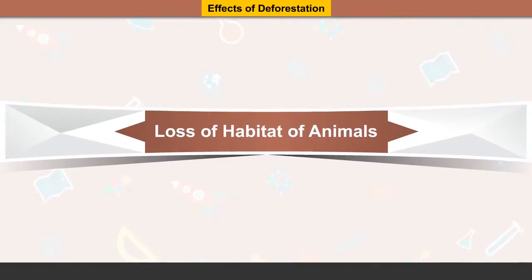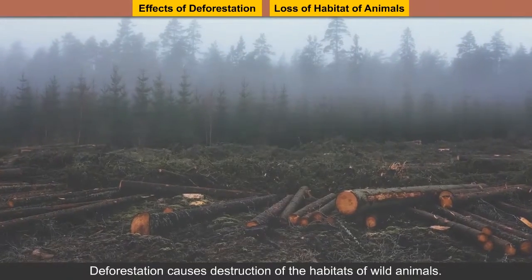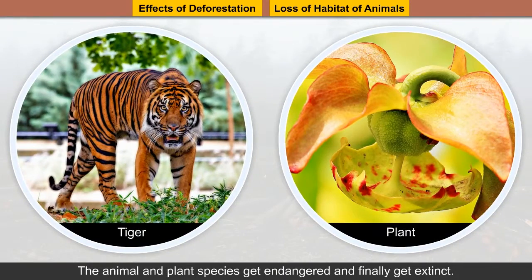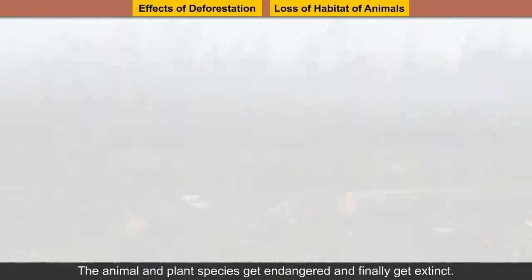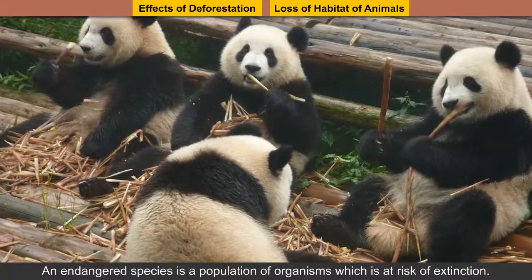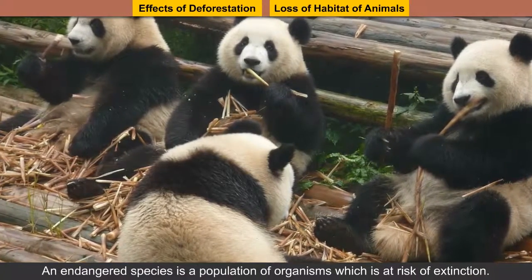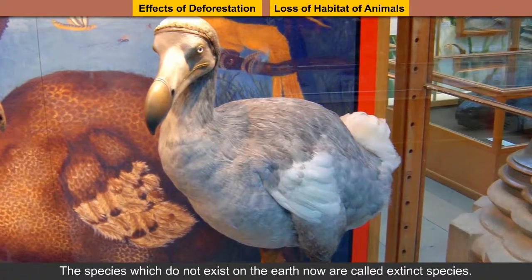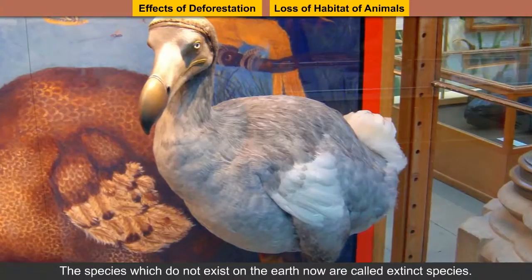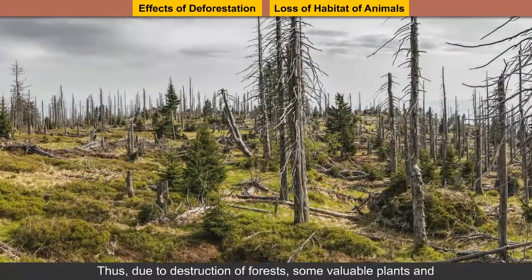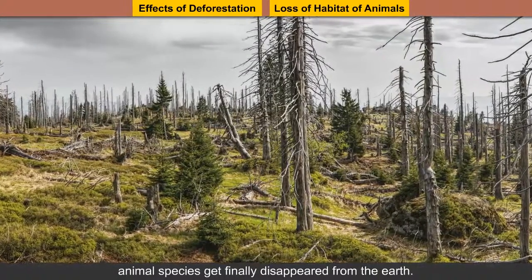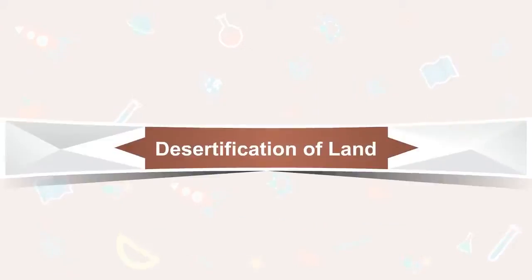Loss of habitat of animals. Deforestation causes destruction of the habitats of wild animals. The animal and plant species get endangered and finally get extinct. An endangered species is a population of organisms which is at risk of extinction. The species which do not exist on the earth now are called extinct species. Thus, due to destruction of forests, some valuable plant and animal species finally disappear from the earth.